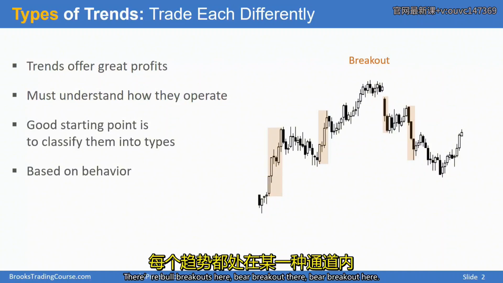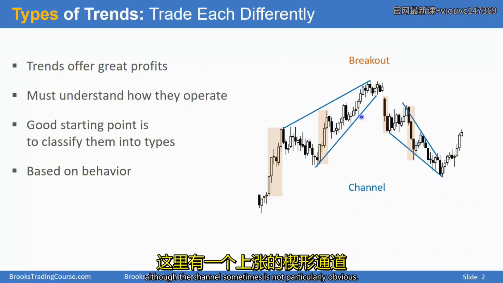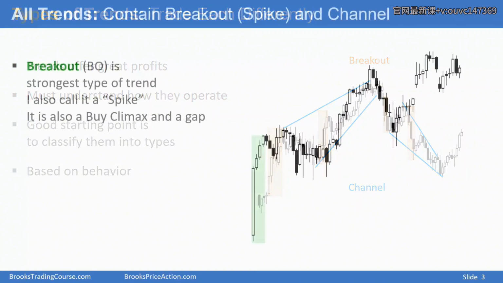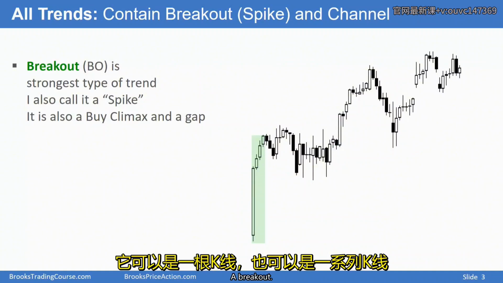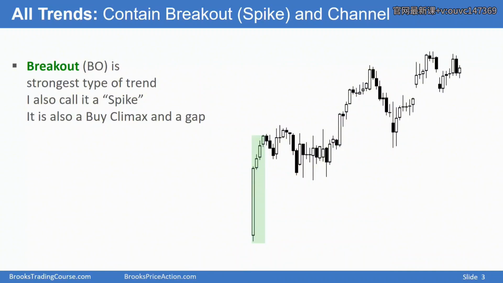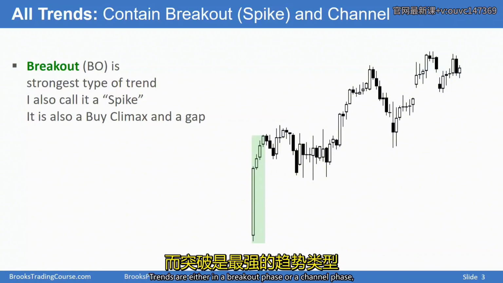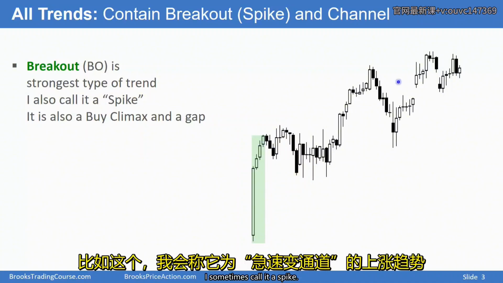And every trend is also contained within a channel, although the channel sometimes is not particularly obvious. Here we have a rising wedge channel, and we have a falling channel that is also a wedge channel. A breakout can be a single bar, it can be a series of bars. Trends are either in a breakout phase or a channel phase, and a breakout is the strongest type of trend. I sometimes call it a spike, so I would call this a spike and channel bull trend.